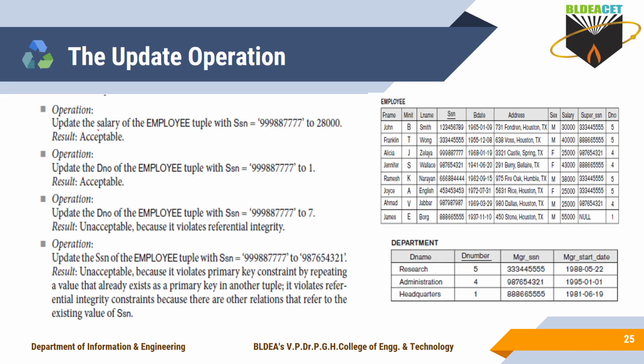Which attribute you want to update, that attribute name you have to specify, of which relation, that relation name, with the new value. You have to identify from which tuple you want to update, what you want to update. So where you have the SSN number as this one, in that tuple you want to update the salary as a new value.